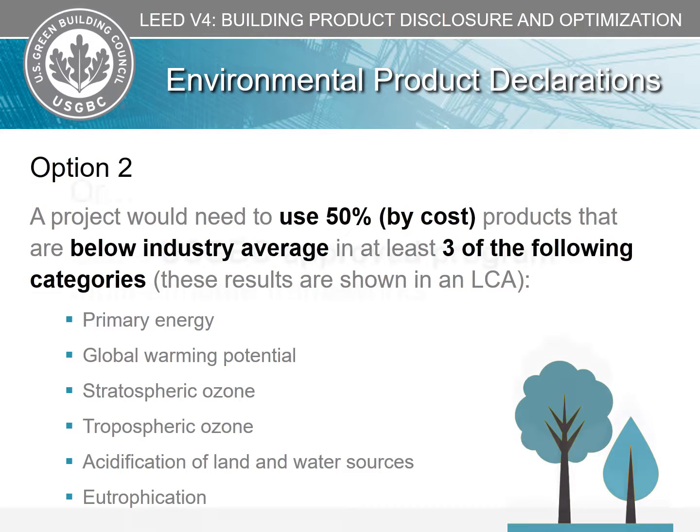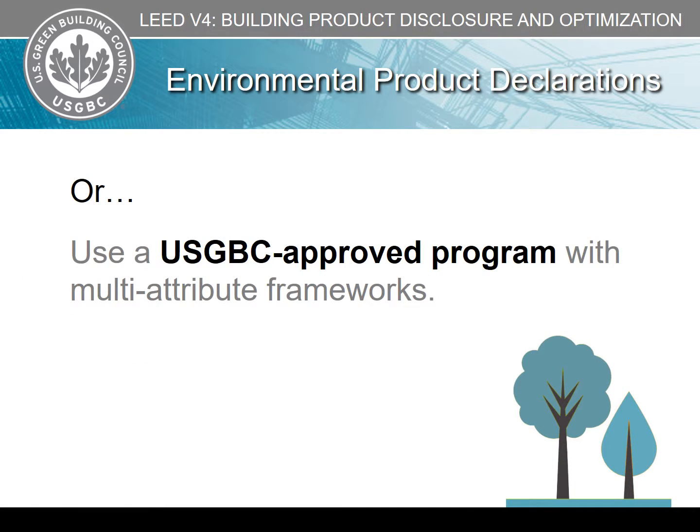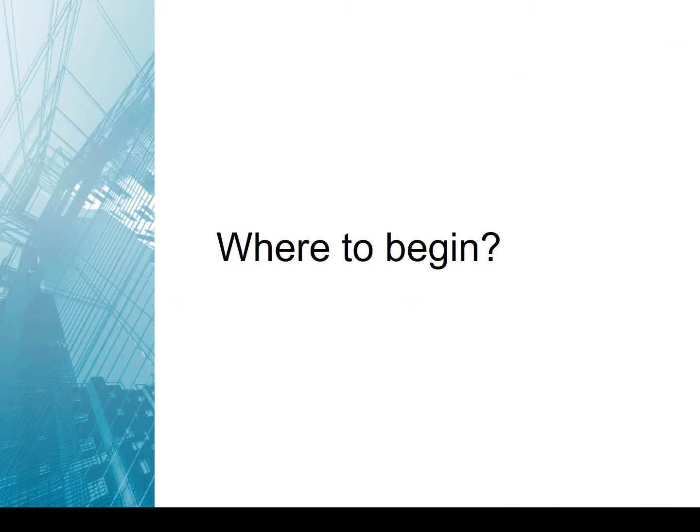Option 2 also allows project teams to use a USGBC approved program with multi-attribute frameworks, which we will not be covering within this course. Now that we understand a little better what is needed to earn the LEED version 4 credits, let's talk about how to begin with the life cycle assessment process.